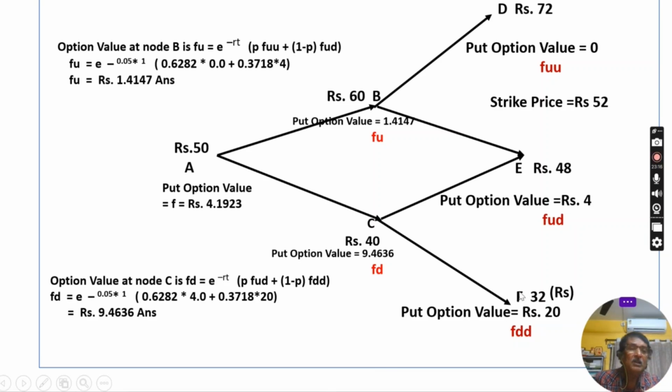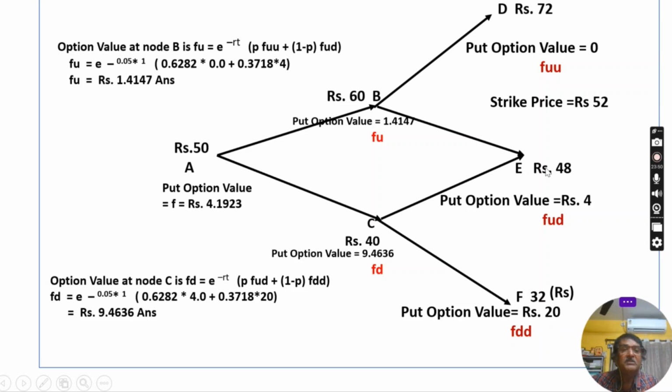So what will be the value at this point? The share price is 32, the strike price is 52, so 52 minus 32 means the put option value is rupees 20. In this way, you can find out the put option value at the end for all situations. FUU is 0, FUD is 4, and FDD is equal to 20.